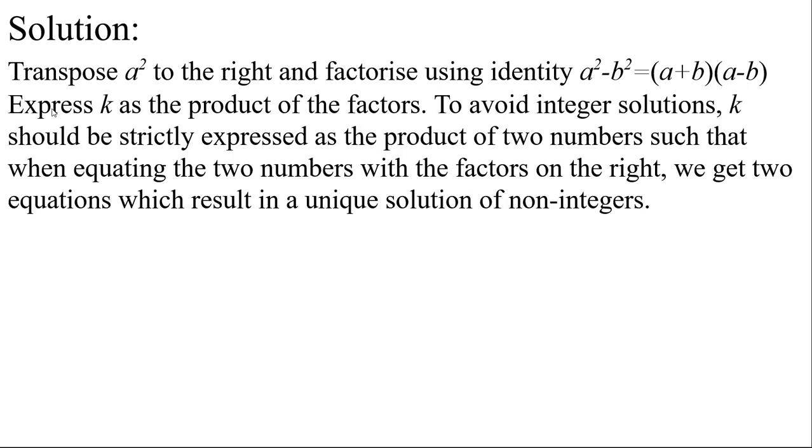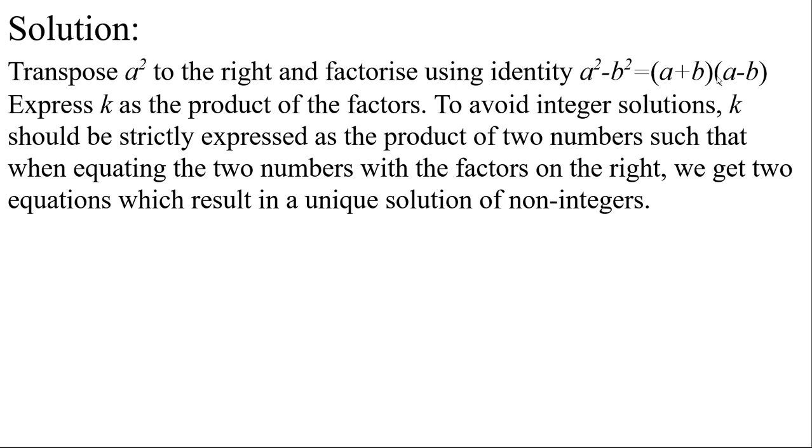What we have to do is, like I said, express k as the product of the factors. In our case, it'll be b minus a, because we're working with b squared minus a squared. Remember, we transposed a squared to the right, and this was plus a squared on the left side. So to avoid integer solutions, k should be expressed as a product of two numbers such that when equating the two numbers with the factors on the right, we get two equations which result in a unique solution of non-integers.